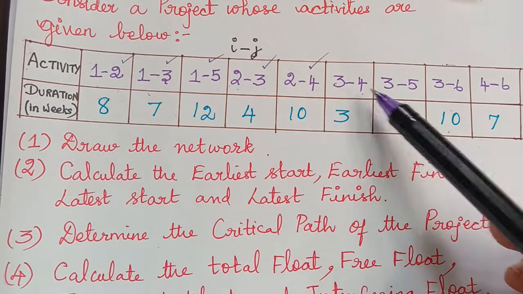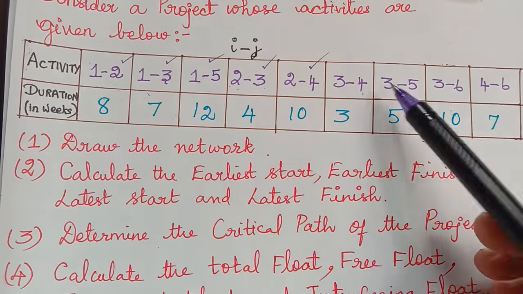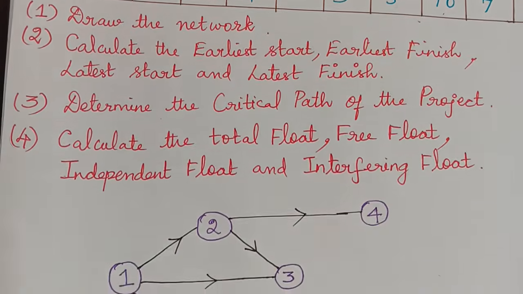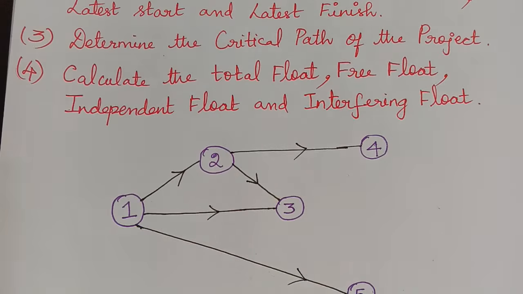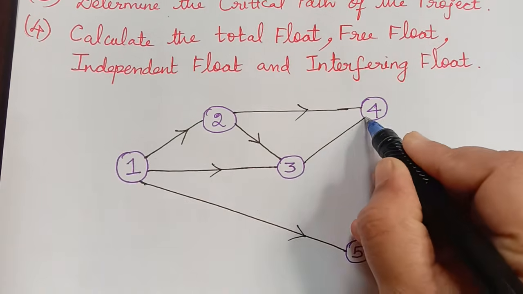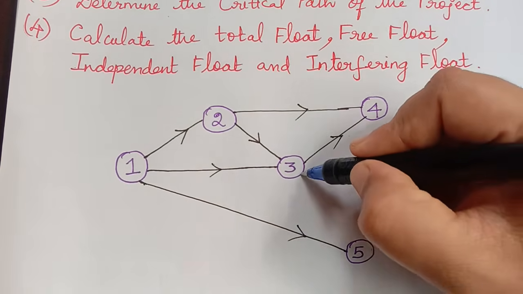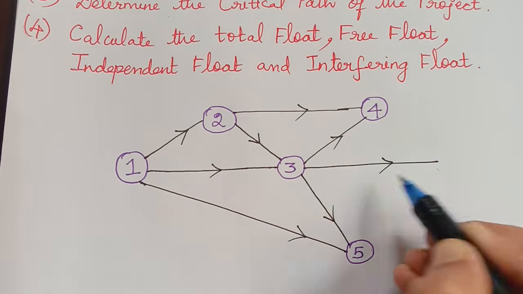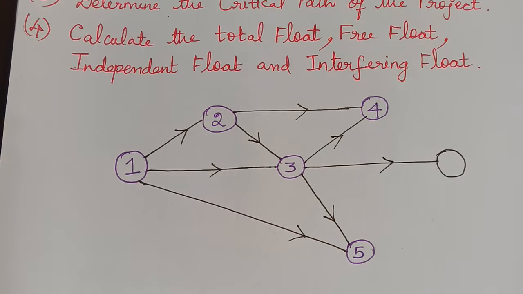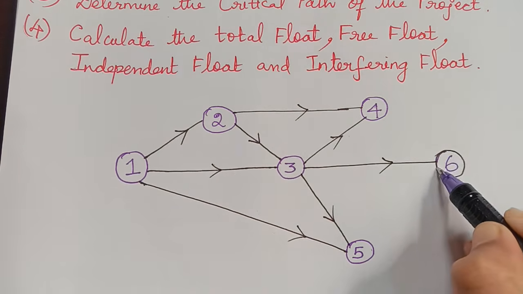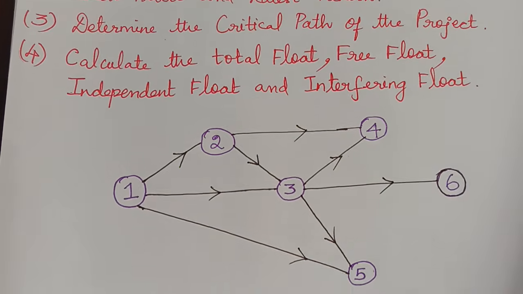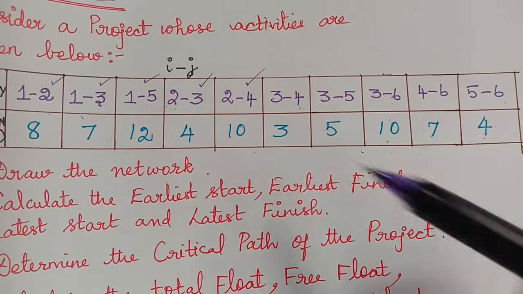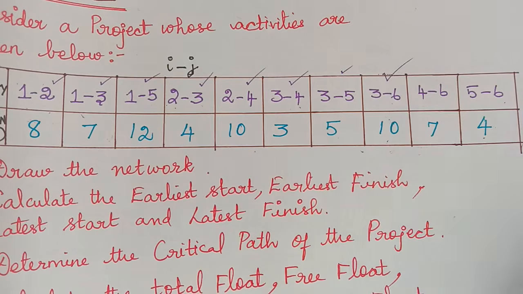From 3 there are 3 activities emanating: 3 to 4, 3 to 5 and 3 to 6. So let us draw that now. From 3 we have 3 to 4, we also have 3 to 5, and also an activity from 3 to 6. Let me draw that here. So this is 3 to 6, and we have completed 3 to 4, 3 to 5 and 3 to 6.